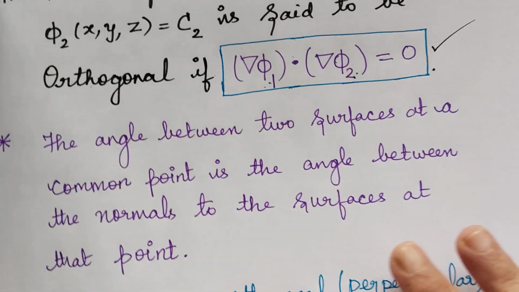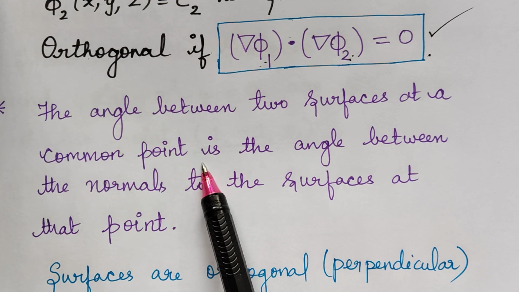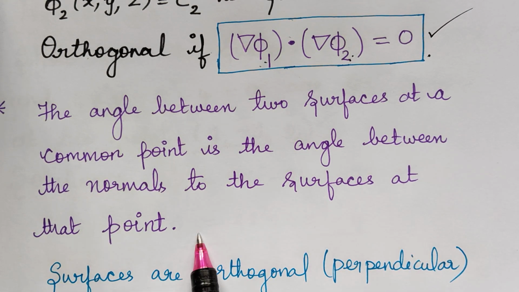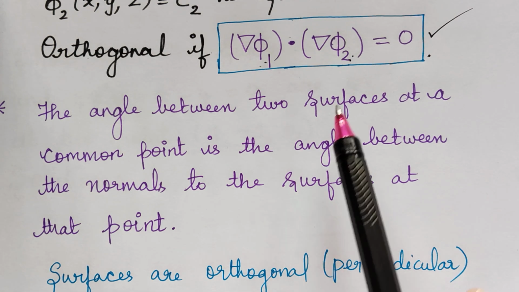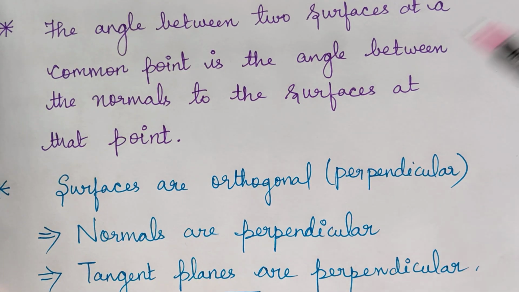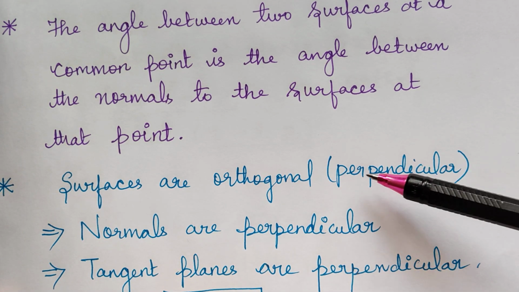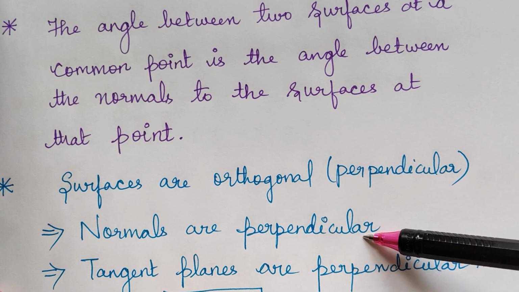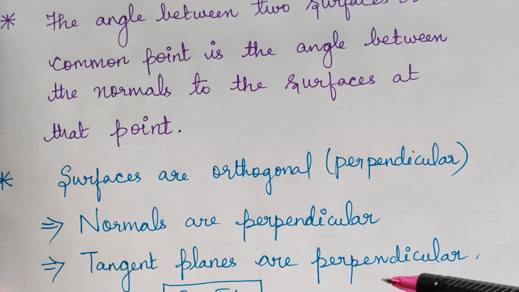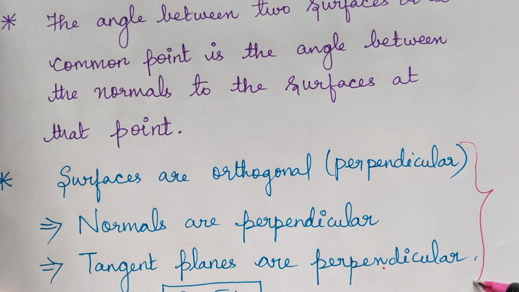And we should also know a few concepts, that is the angle between two surfaces at a common point is the same as the angle between the normals to those surfaces at that point. So if the question is of either type, we have to use the same formula only. And also we should know that two surfaces are orthogonal. It means that they are perpendicular to one another. We can also say that the normals are perpendicular, or the normals are orthogonal to one another. Or we can also say that the tangent planes are perpendicular. So any form of the question may be asked.